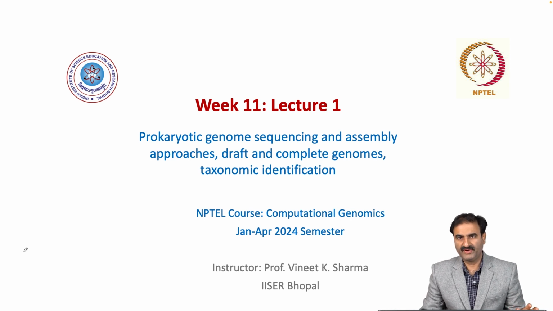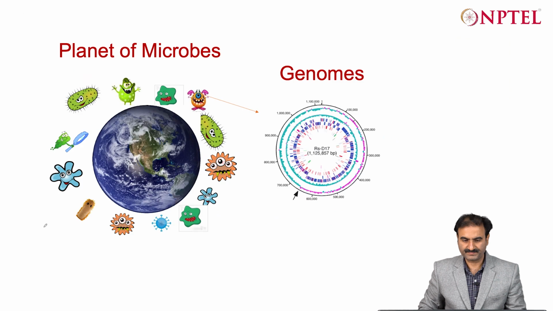In the first part of this lecture, we will look at what bacterial genomes or prokaryotic genomes are, what their genome size is, what the best methods are to complete their genome sequencing or prepare their draft sequences, the difference between complete and draft, and also how we can taxonomically annotate these genomes and how to identify them. So these are the things that we will cover in this lecture.